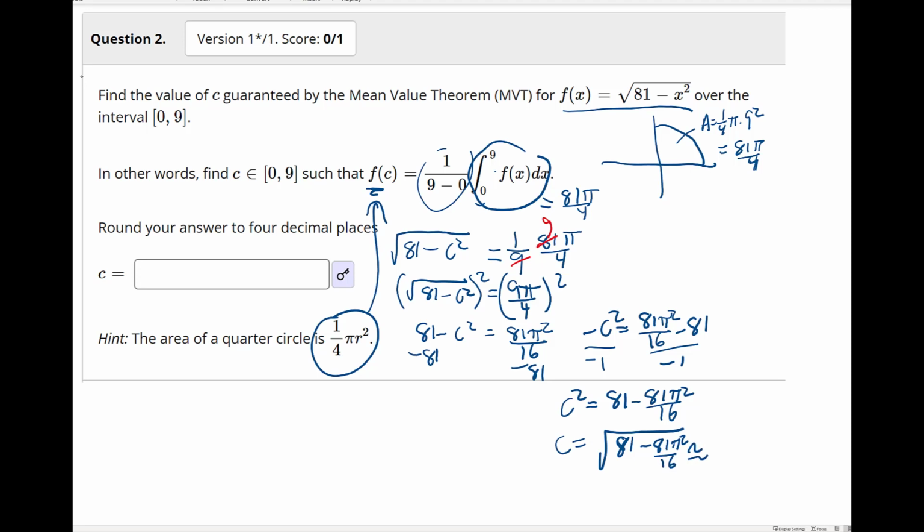And let's put this in our handy dandy calculator and see what we come up with. In the calculator we have 5.5709. So this answer is 5.5709. And that's it.